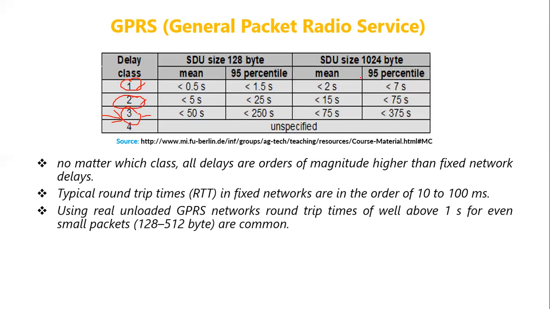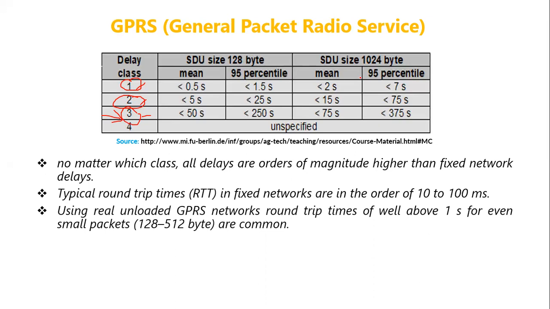Using GPRS networks, round trip times will be above 1 second. So in a fixed network, the round trip delay is only between 10 to 100 milliseconds. But with GPRS, the round trip delay will be more than 1 second, even for small packets whose size is somewhere between 128 to 512 bytes.